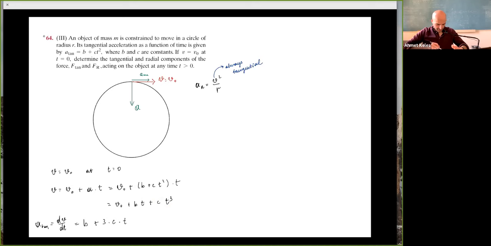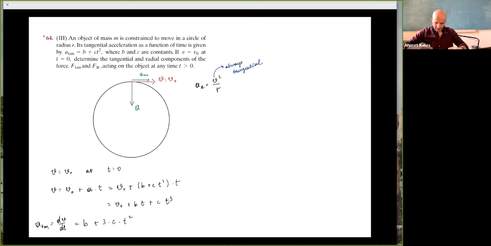Now I need to check this with what was given. What was given was this, right? a tangential was b plus c t squared. Now I have a problem. How do I reconcile these two things? They don't make sense, right? This one has c t squared. This one has 3 c t squared. How do I fix this? It's 1/3, right? Where do I put 1/3? I just need to put a 1/3.